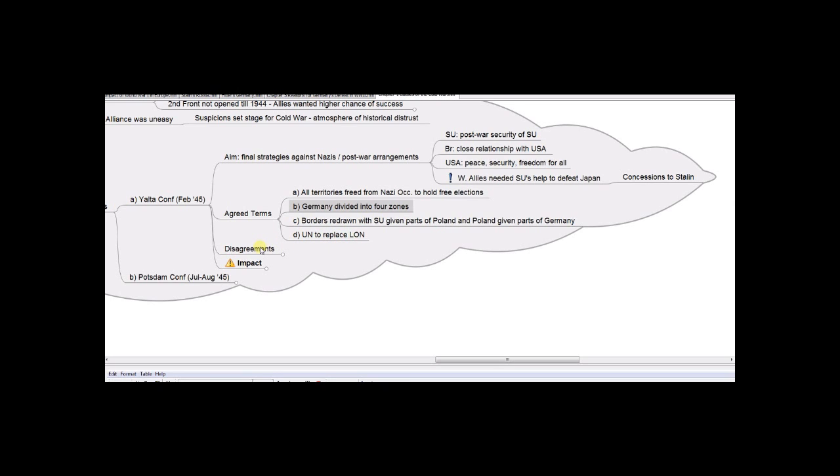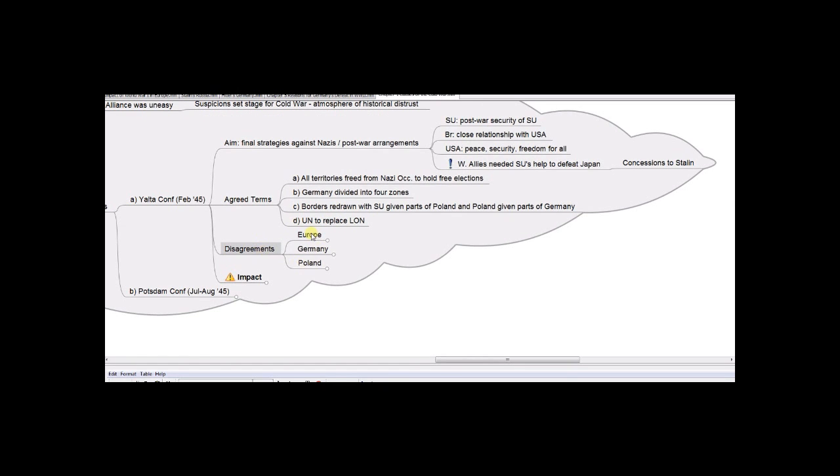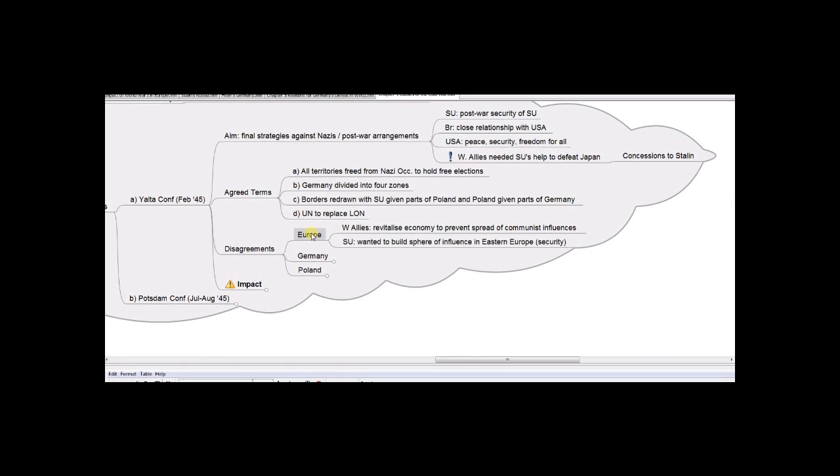However, there were disagreements between the powers which attended the Yalta Conference. Firstly, we look at the issue of Europe itself. The Western allies, countries like Britain and the USA, who sat there at the Yalta Conference, believed that the economy of Europe must be revitalized to prevent the spread of communist influences. There's a very strong belief on the part of the USA, for example, that the poorer the country is, the more susceptible it would be to communist influences. And remember, they were really suspicious of communism and really did not want communism to spread.